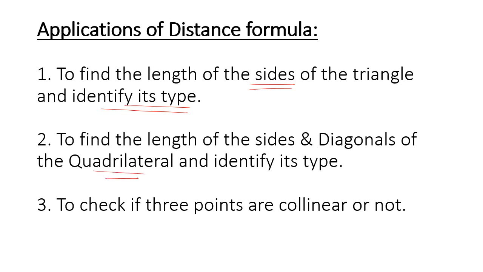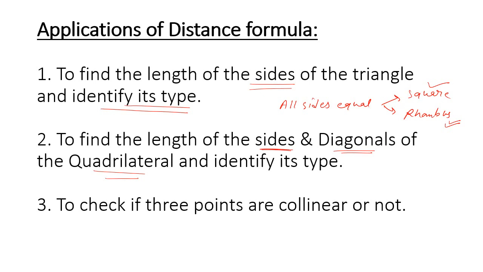The only difference is that we need to find the length of the four sides of the quadrilateral, and also the diagonals. Because if I say all sides are equal, there are two possibilities: it could be a square or it could be a rhombus. But there is one simple difference. If the diagonals are also equal, it would be a square. But if the diagonals are of different lengths, it would be a rhombus. So along with the sides of the quadrilateral, we need to find the diagonals as well.